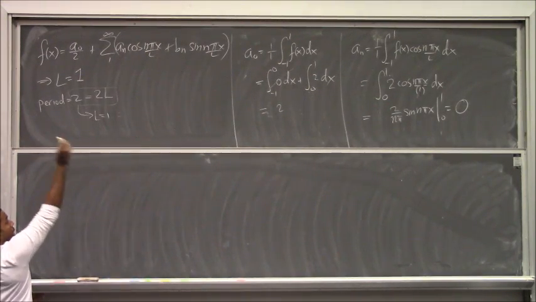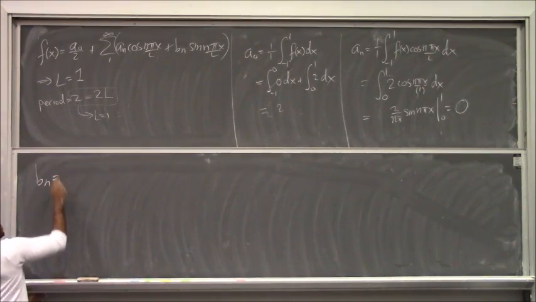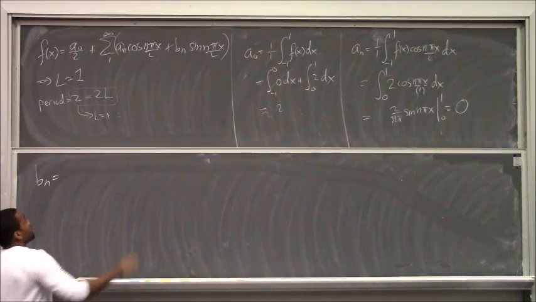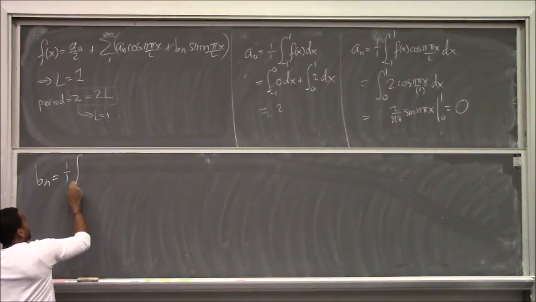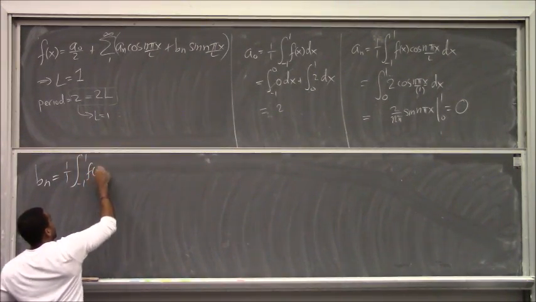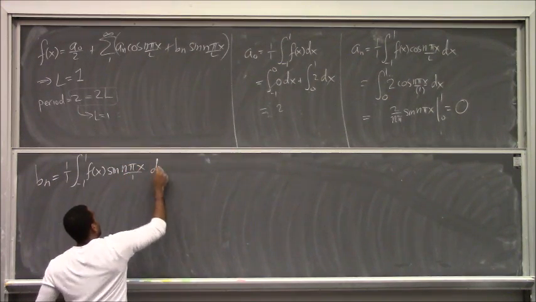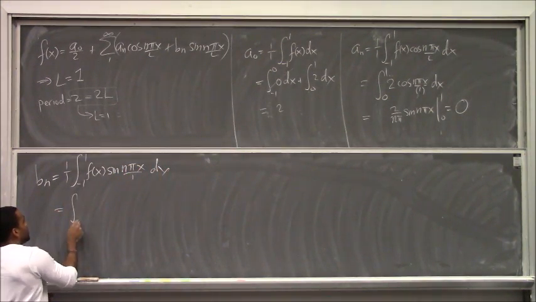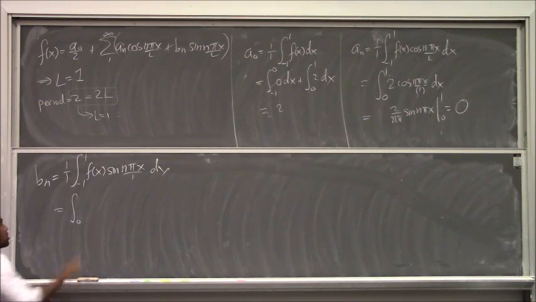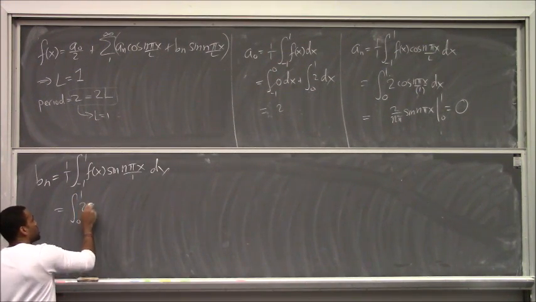So now I would find the bn. My bn is going to look like 1 over 1, integral from -1 to 1 of f of x sine n pi x over L, which is 1. On -1 to 0, it's 0, but on 0 to 1, I'm now going to integrate this function.